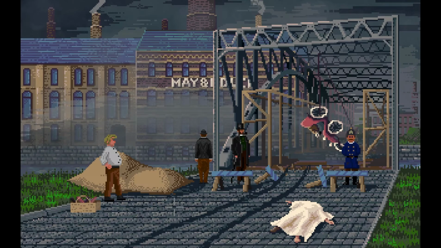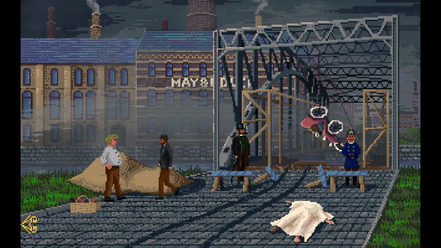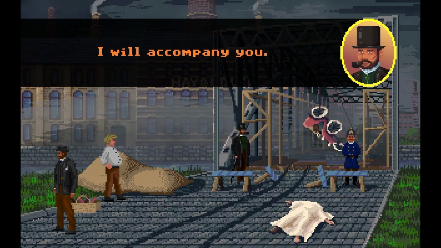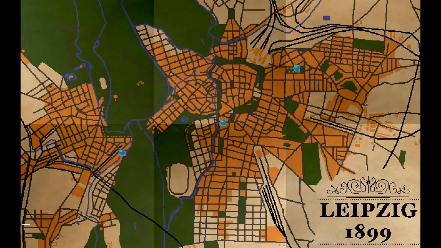I just had a look at a video on Google. I think if we just click on here, wir sollten unsere Ermittlungen anderswo fortsetzen. We can leave. Ich begleite sie. We can leave, see. That's all. That's a puzzle. We can leave.